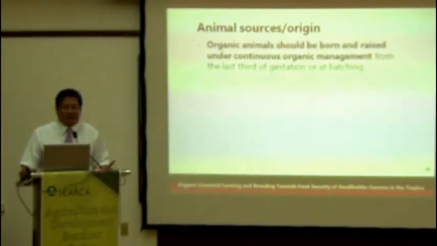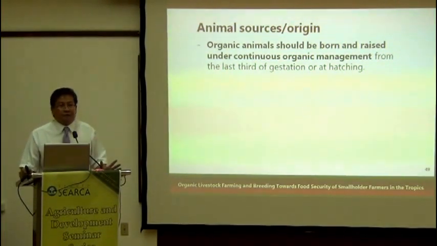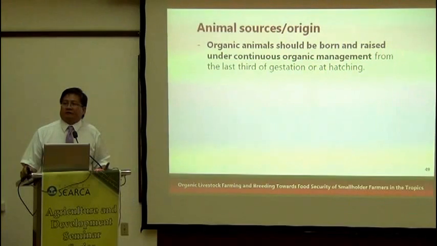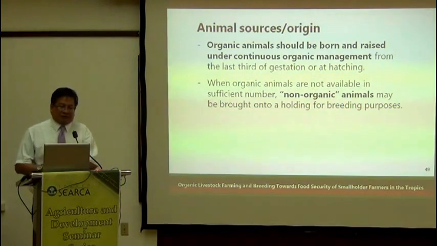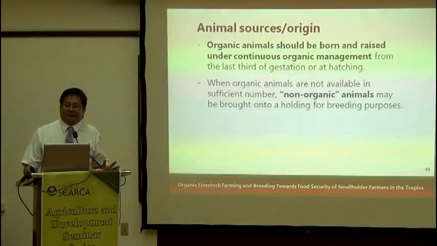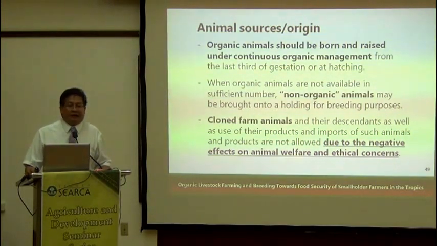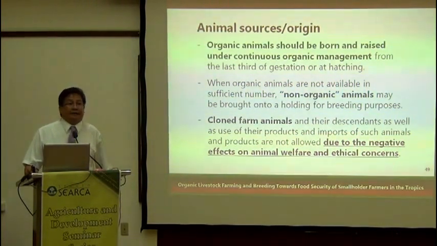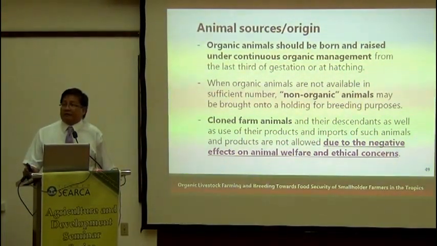Animal sources. Organic animals should be born and raised under continuous organic management. Technically speaking, this would be up to the last third of gestation when you talk of the mammals, and that of hatching when you talk of the birds, the poultry. And when organic animals are not available in sufficient number, sometimes non-organic animals may be brought into a holding for breeding purposes, especially for those who will just be starting up with the farm. However, cloned farm animals and their descendants, as well as the use of their products and imports of such animals and products, are not allowed. Why? Because of the negative effects on animal welfare and ethical concerns.